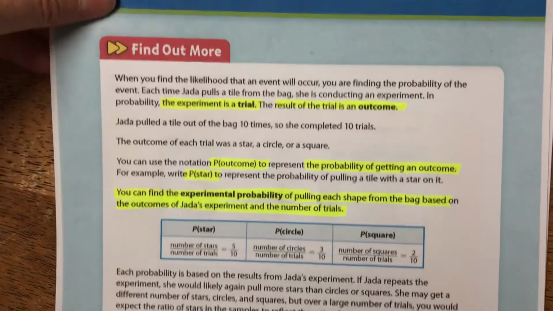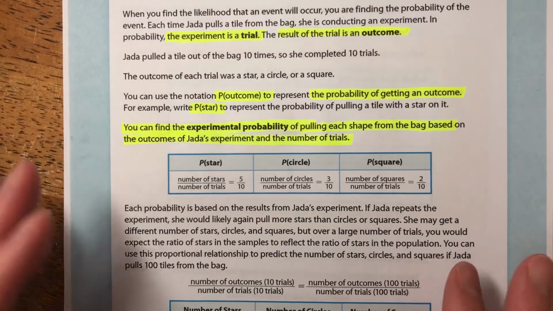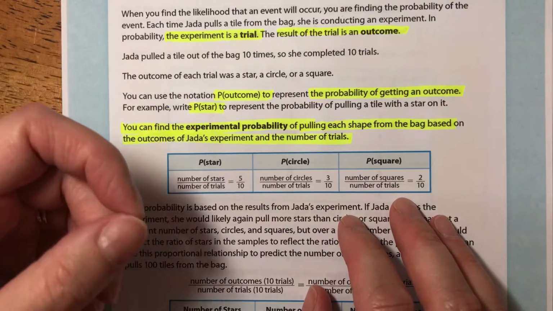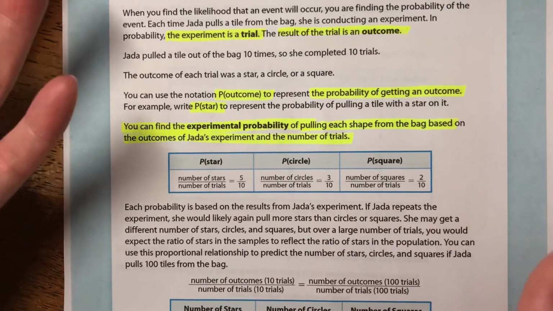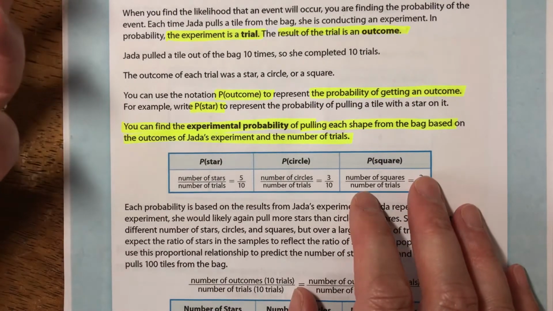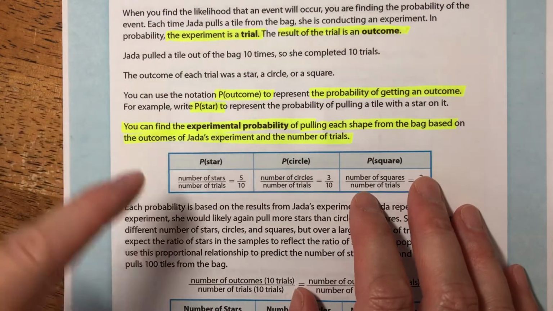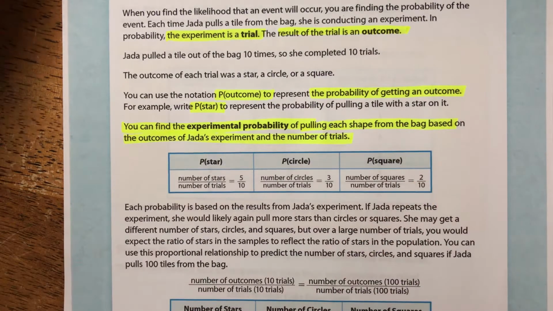If it's what should happen, like if I have a coin and I flip it, it should be 50-50, right? 50 heads, 50 tails. But you and I both know I could flip that coin and there's no way it would be half heads or tails. It might, but probably not. So that's called experimental probability.